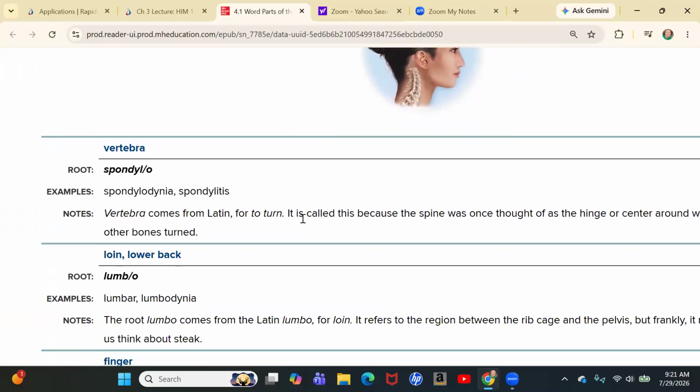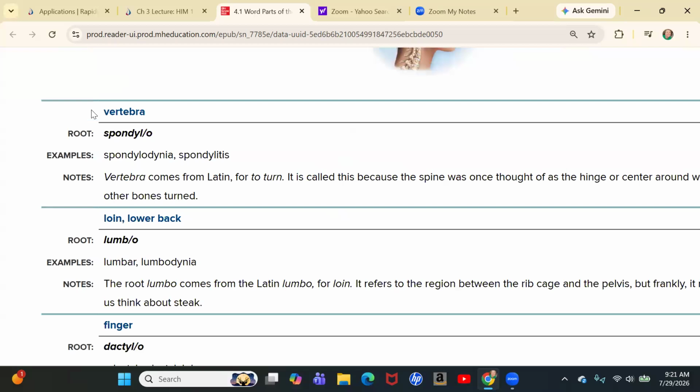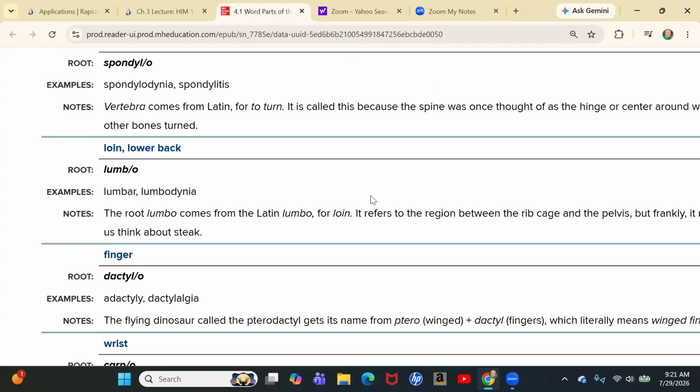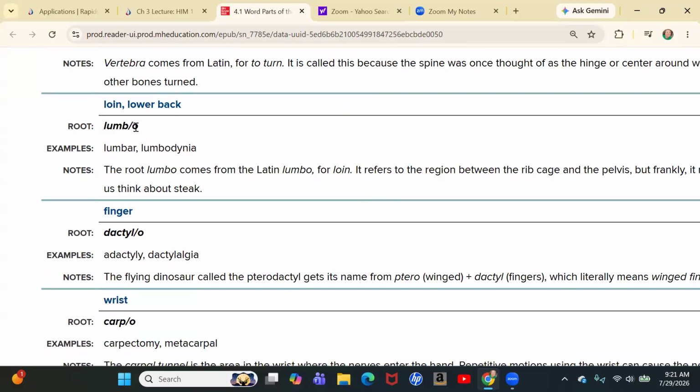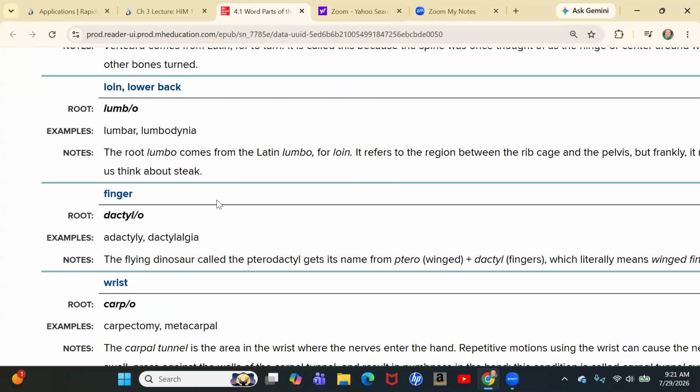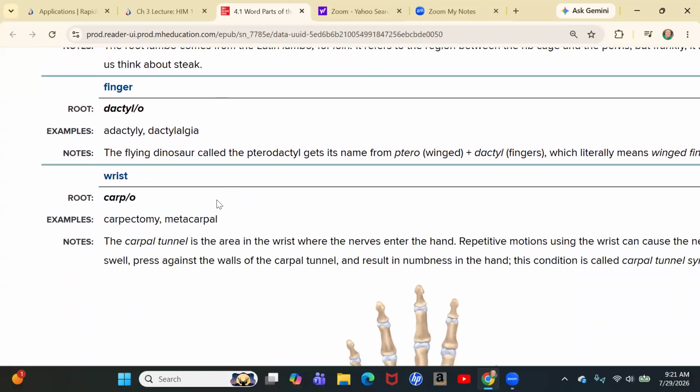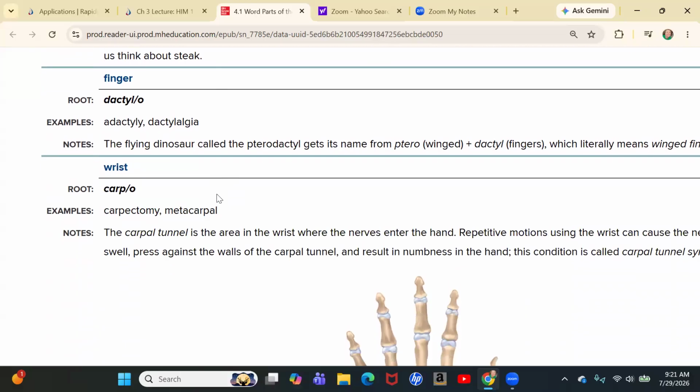The vertebrae, combining form and root word spondyle or spondylo, the combining form. It's Latin for turn, so it allows that hinge movement of the spine. The vertebrae of the lower back is lumbo. Your word root that means finger is dactyl.